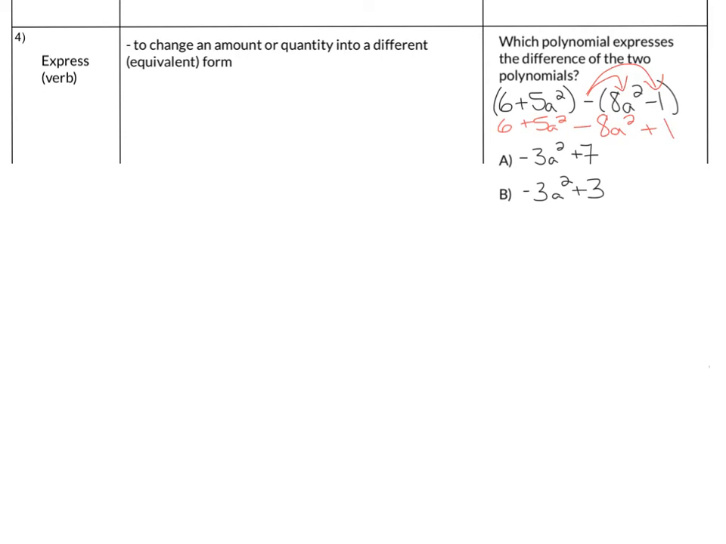And now, if I gave you this separately and told you to simplify, you'd know what to do with this. You're going to combine like terms. So we have 5a squared and negative 8a squared, which becomes negative 3a squared. And then we have 6 and 1, so plus 7. So our correct answer is A.